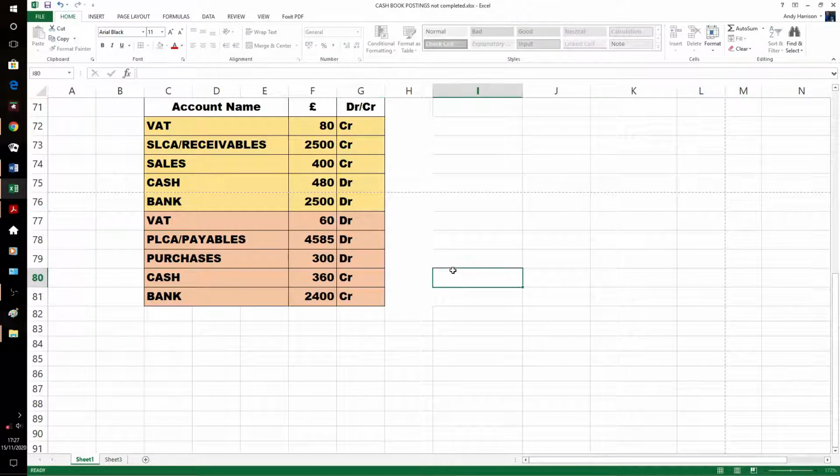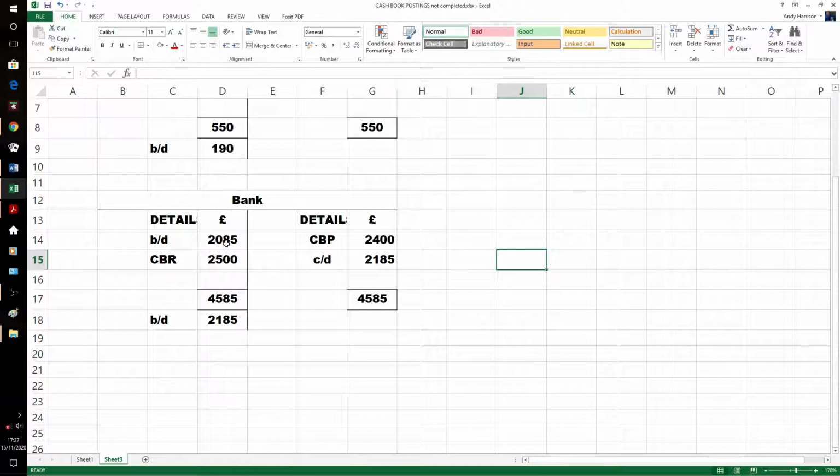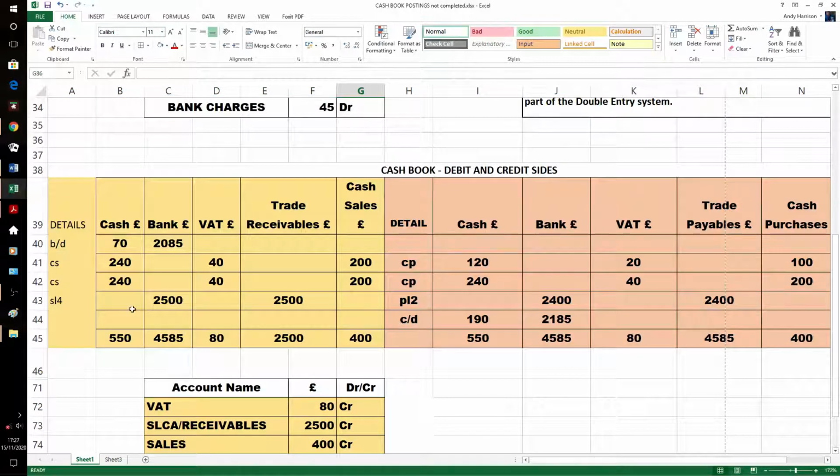Credit our bank account, and those bank and cash items will be posted into a separate little control account, and this is what this one would look like. So our cash started off with 70, £480 in, 360 out, giving us our balance of 190, and our bank account starting off with 2,085, 2,500 in, 2,400 out, telling us that we've now got 2,185. These little control accounts are kept by the manager or supervisor to save our operatives, our ledger clerks, knowing how much money is in our bank and cash.